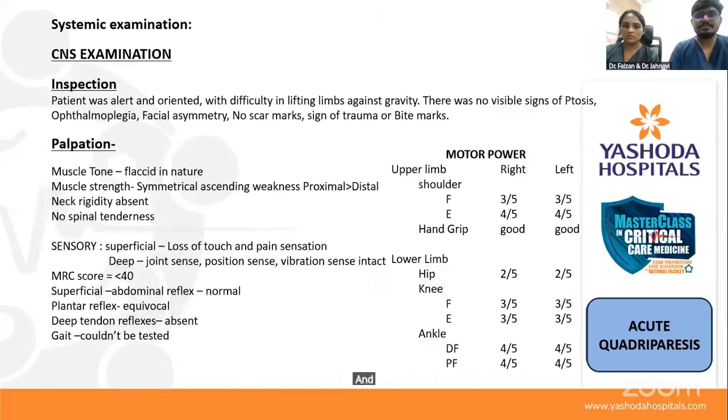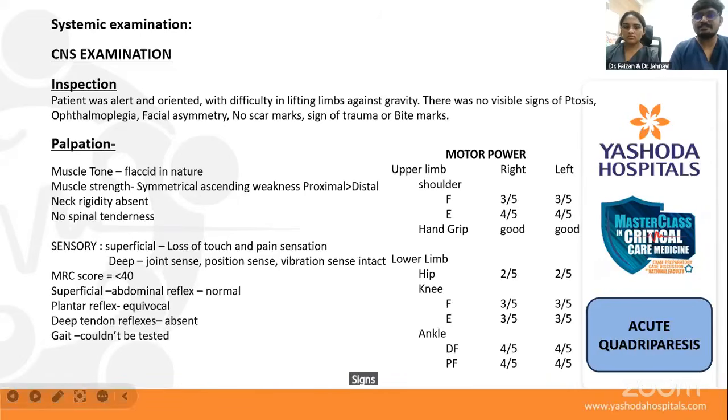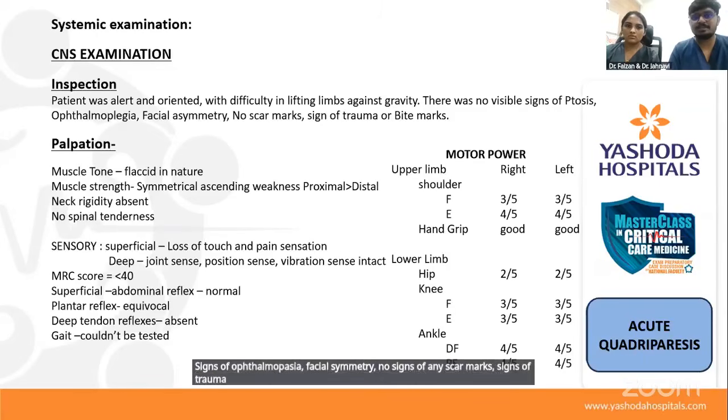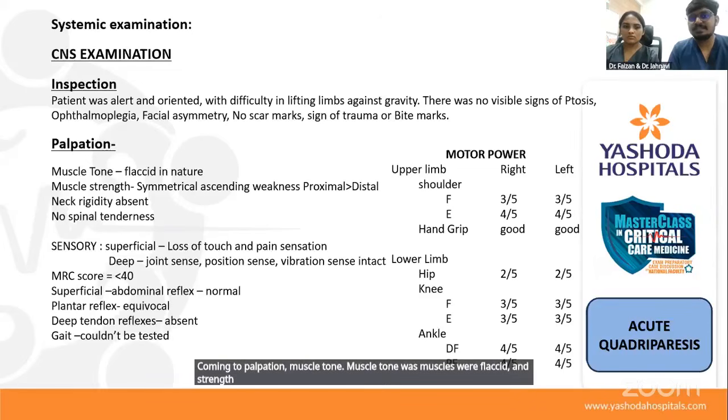Coming to systemic examination, CNS inspection. On inspection, the patient was alert and oriented, with difficulty in lifting limbs overhead and against gravity. There were no visible signs of ophthalmoplegia or facial asymmetry, and no scar marks, signs of trauma, or bite marks. Coming to palpation, muscles were flaccid, and for strength, there was symmetrical ascending weakness, proximal more than distal, as described by the patient.